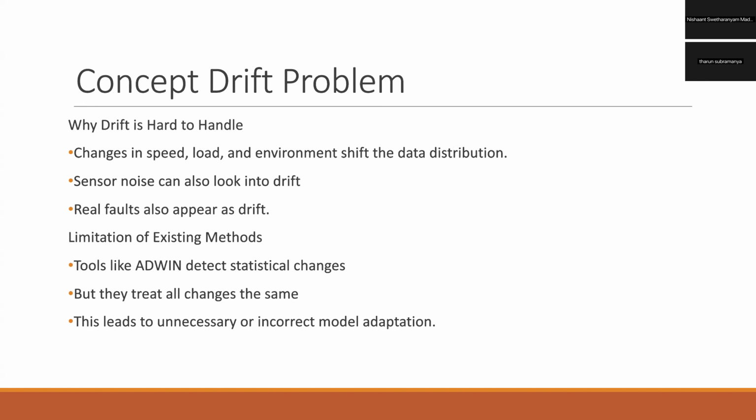So we bring the concept of drift problem into this subject. In real world systems, data keeps changing. For example, it changes due to speed or load, or it might be environmental shift, such as road conditions or the vehicle hits some curbs or something like that. So environmental conditions such as that. The data distribution changes over time. At the same time, sensor noise can also look like a drift, and real faults also appear as a drift.